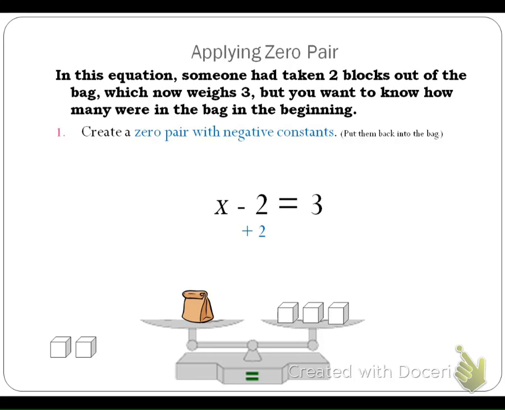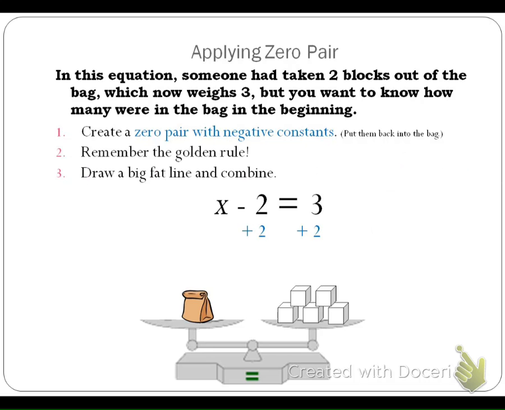Well, we'd have to add 2. So we're adding the 2 back into the bag. But we need to remember our golden rule. Whatever we do to one side, we must do to the other. So we're going to add 2 to the other side of the equation as well.